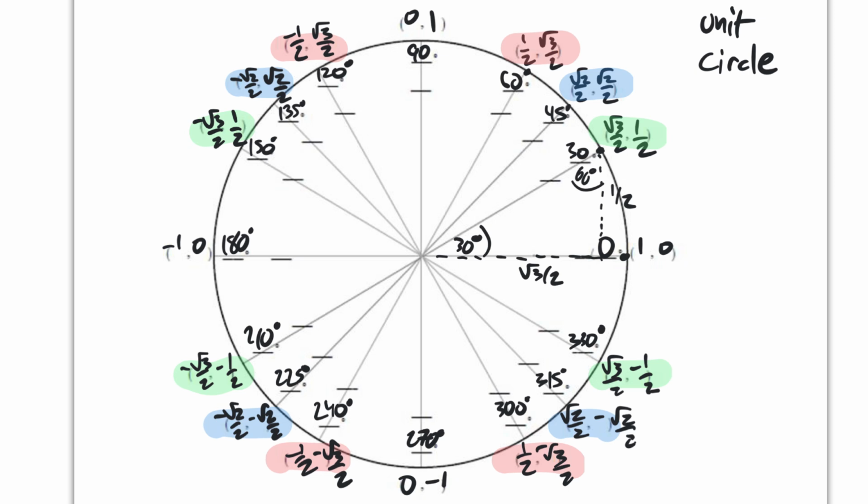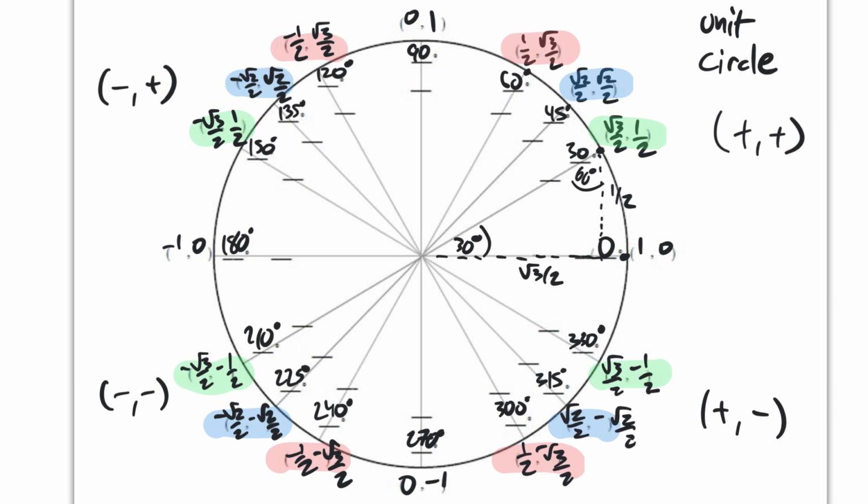All right, so we also notice that with this unit circle here, in this first quadrant, both signs are positive. In the second quadrant over here, the x is negative, the y is positive. Down here, they're both negative. And over in quadrant 4, it's positive and negative. So here we have these x and y values for our unit circle. And we're able to find them all using those special triangles.